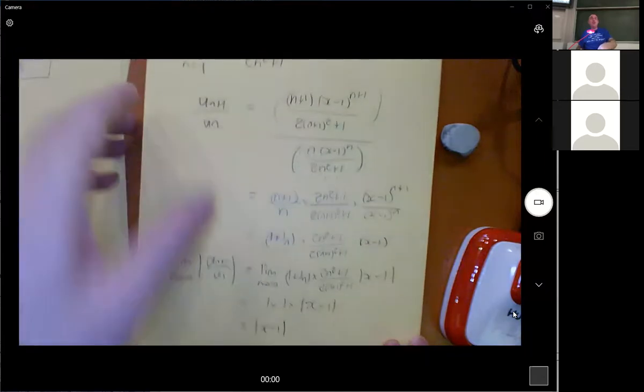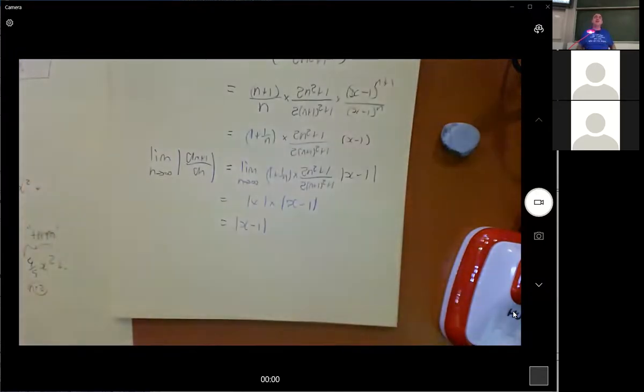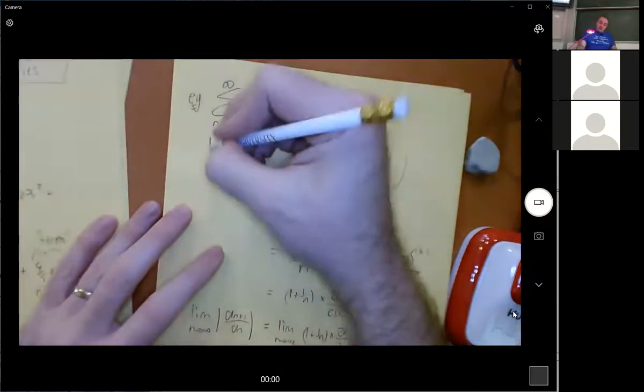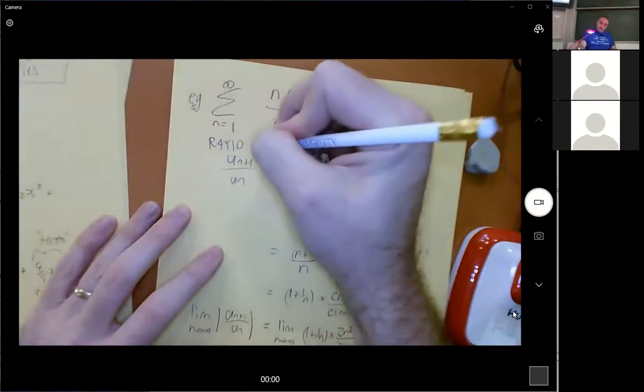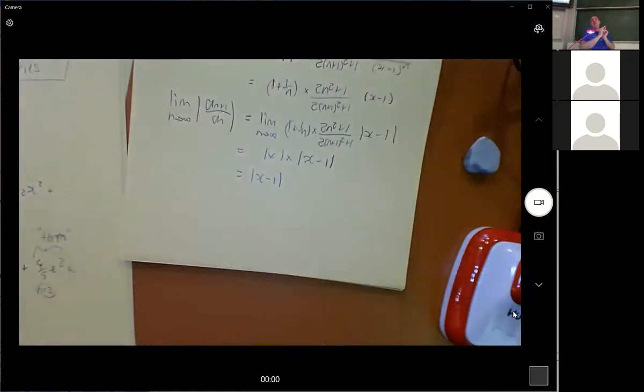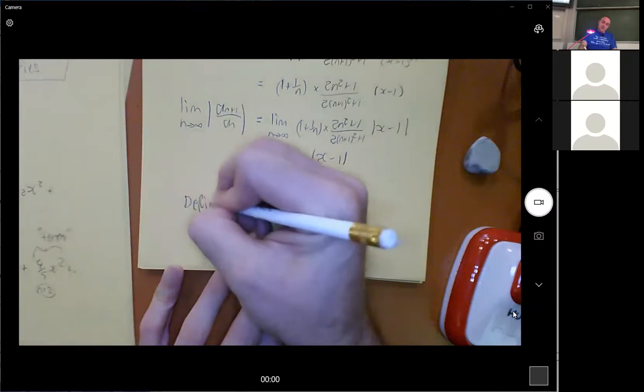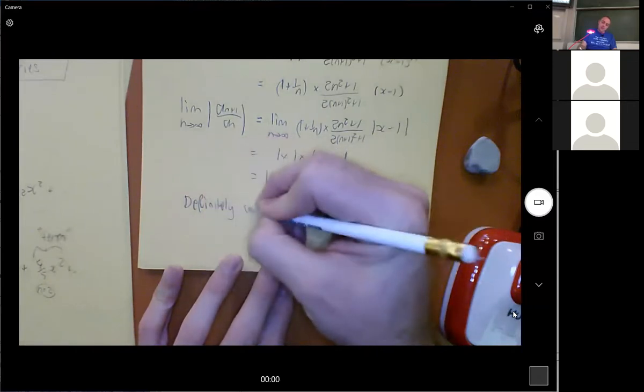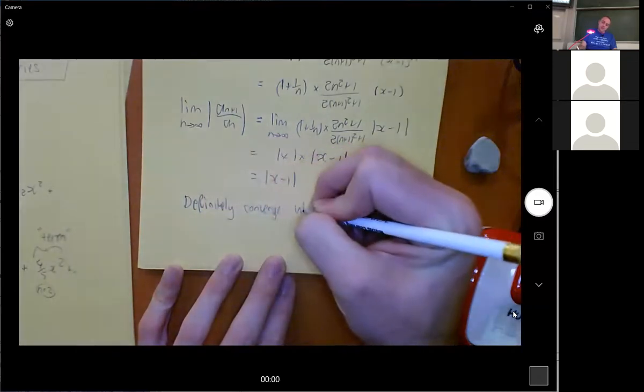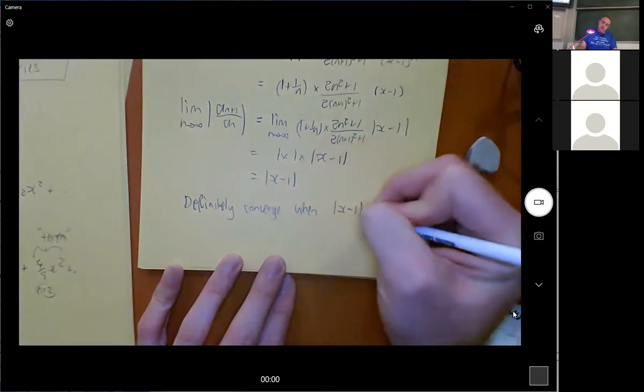So here we have an answer, finally, that isn't 0 and it isn't infinity. So the ratio test says, and I really should have said ratio test at the top, that if this answer comes out to be less than 1, then it converges. If it comes out to be more than 1, then it diverges. If it comes out to be exactly equal to 1, we don't know. So it will definitely converge when this answer is less than 1.